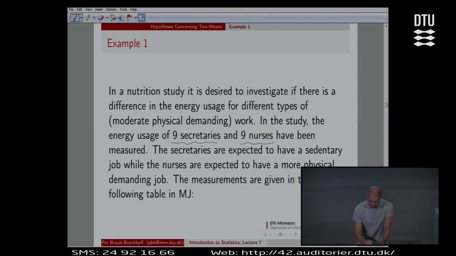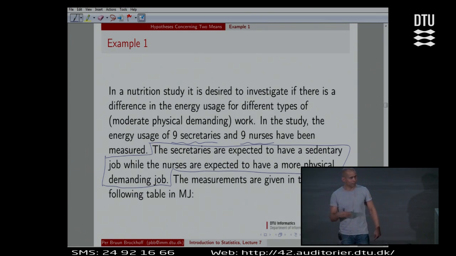Here is the key sentence in the description. We could have some prior thoughts and expectations, of course, and knowledge about what we think of the situation. We may bring in some knowledge, but here is the knowledge that we are supposed to look at, that is given to us in the exercise story here. Here it said, the secretaries are expected to have a sedentary job. It's a long time since I used this word. I guess it means a calmer job.